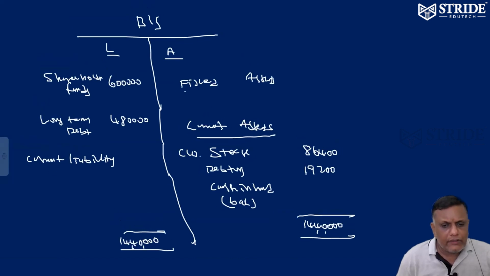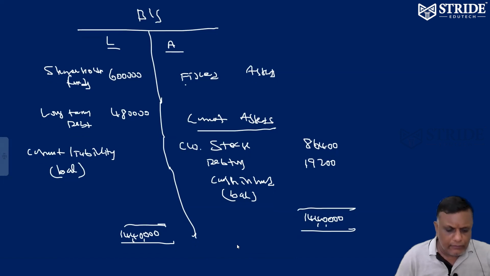Balance sheet figure. Current liability. So 14 lakh 40,000 minus 6 lakhs minus 4 lakh 80,000. Answer 3 lakh 60,000. That's it. Balance sheet figure 3 lakh 60,000. Okay, this is current liability.